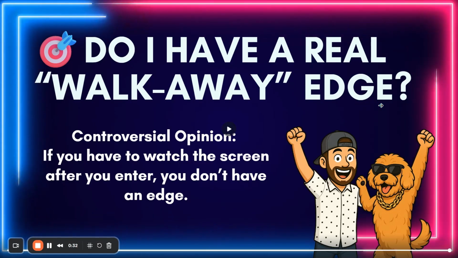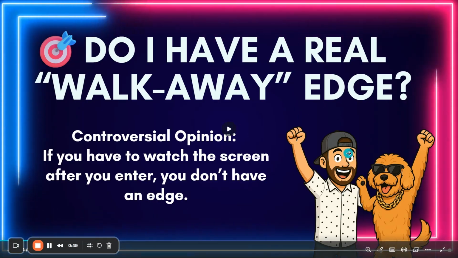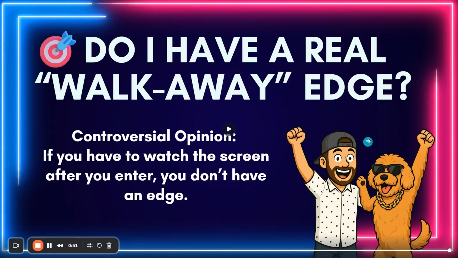Okay, guys, do I have a real walkaway edge, and what does that mean? This may be a controversial opinion, but if you have to stare at the screen after you've entered, I don't believe you have an edge. And if you guys like the visuals, let me know in the comments. My kids are home from the summer and were helping me with my presentation today.